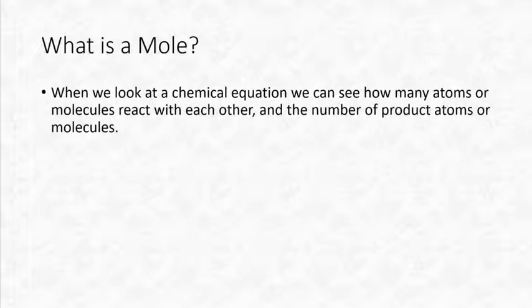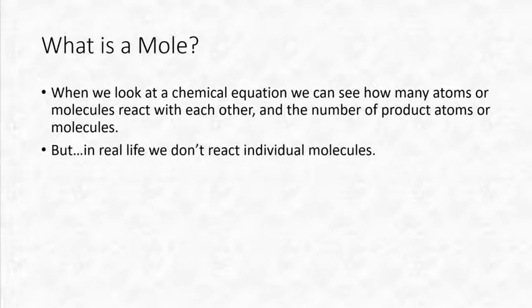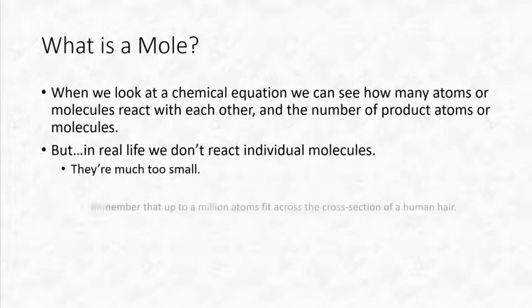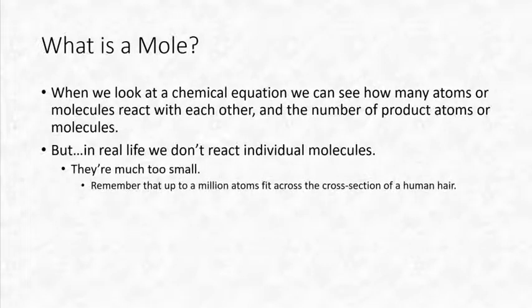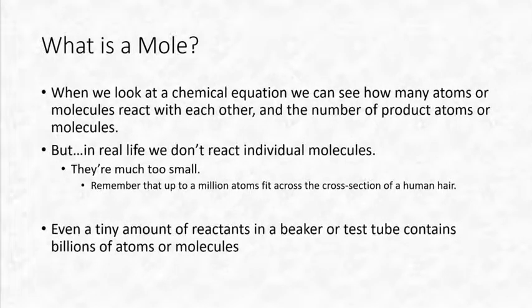Well, when we look at a chemical equation, we can see how many atoms or molecules react with each other, the ratio they react. And we can also see the number of product atoms or molecules too. But in real life, we don't react individual molecules. They're just much too small. If you remember, we said that up to 1 million atoms will fit across the cross-section of a human hair. So even a tiny amount of reactant in a beaker or a test tube, the smallest amount you could see, would contain billions of atoms or molecules.